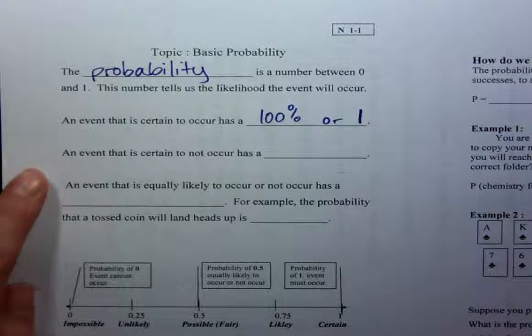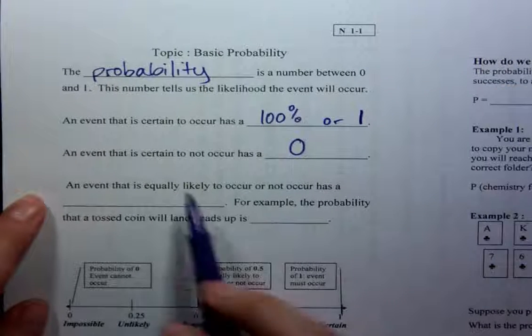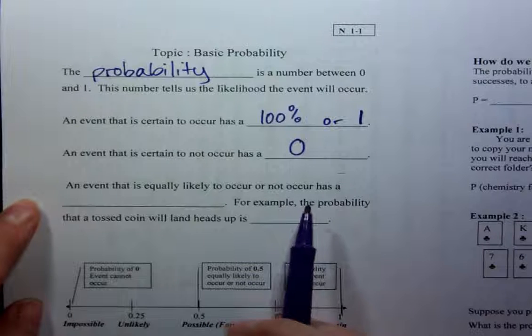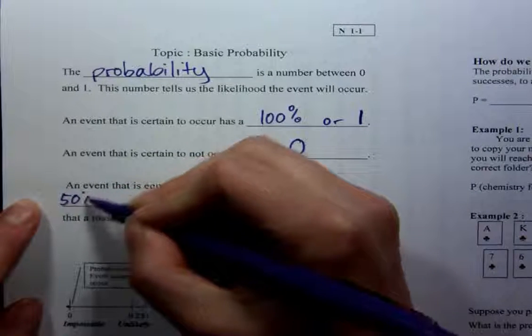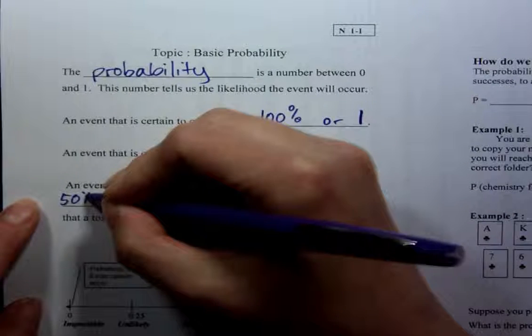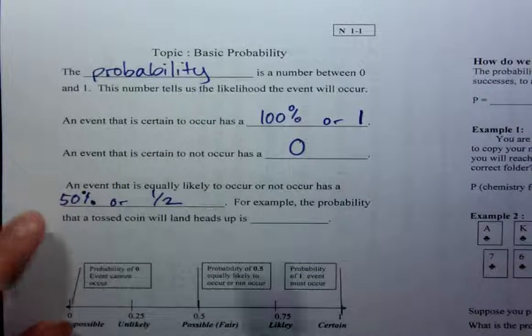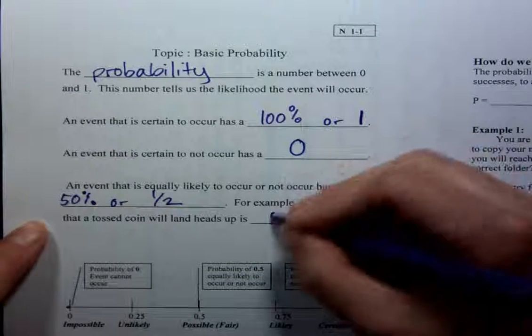How about if it's certain not to occur? 0. How about if it is equally likely to occur or not occur? 50%, or 1/2. So the probability that a tossed coin will land heads up is 50%.